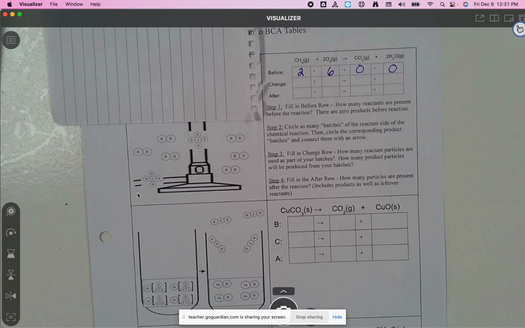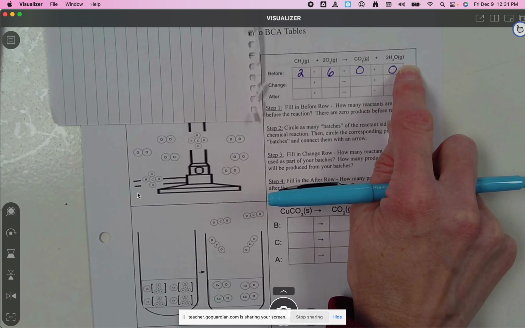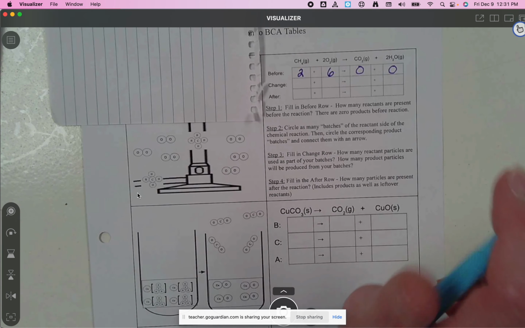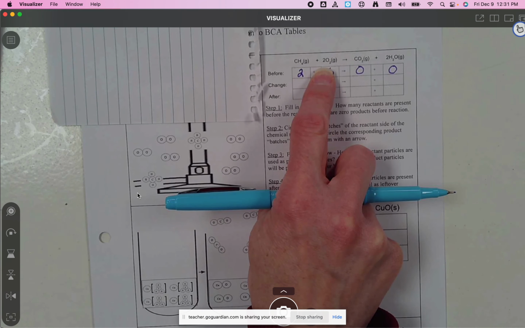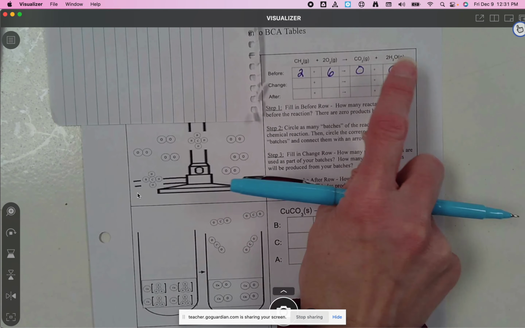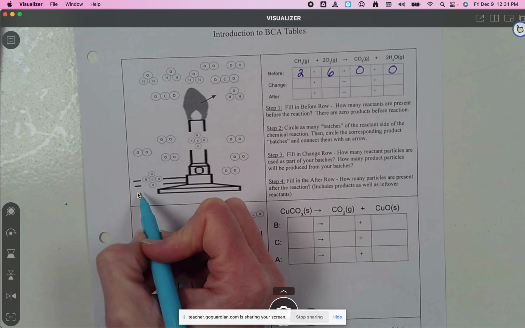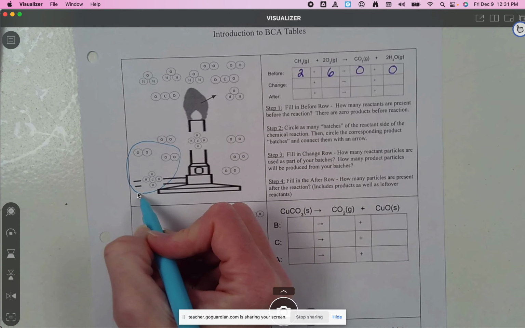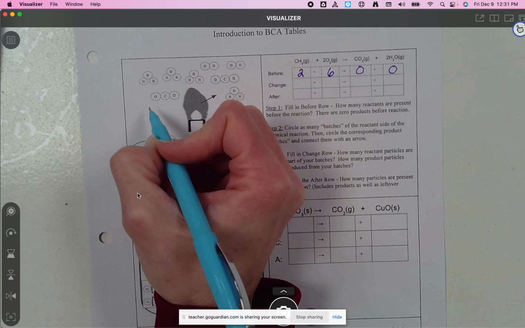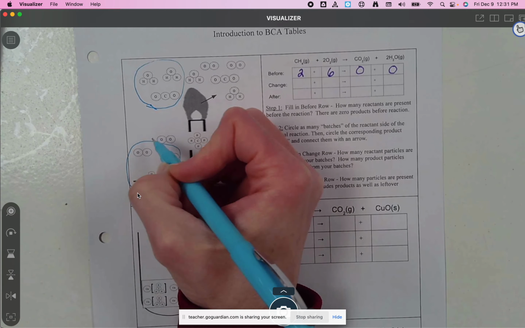Step 2, start batching things up. In terms of making the batches, you're just going to follow the recipe. The recipe says take 1 methane and 2 oxygens and use that to spit out 1 CO2 and 2 H2Os. Okay, so now we've got to be able to see the products. Take 1 methane and 2 O2s, and that makes 1 carbon dioxide and 2 water molecules.